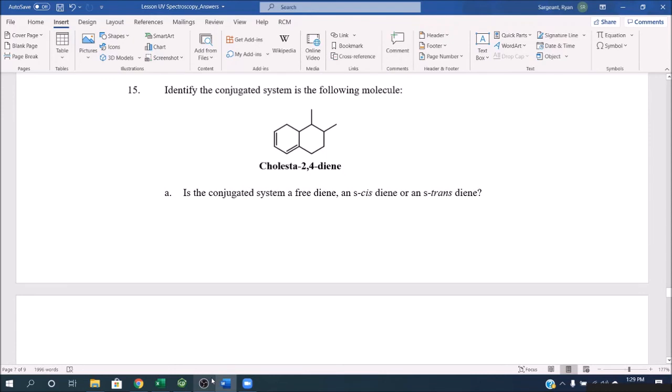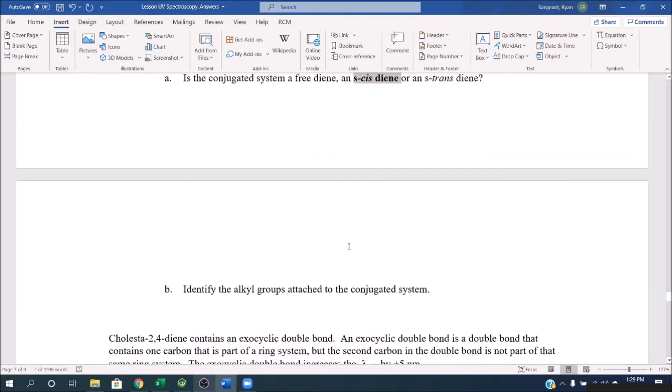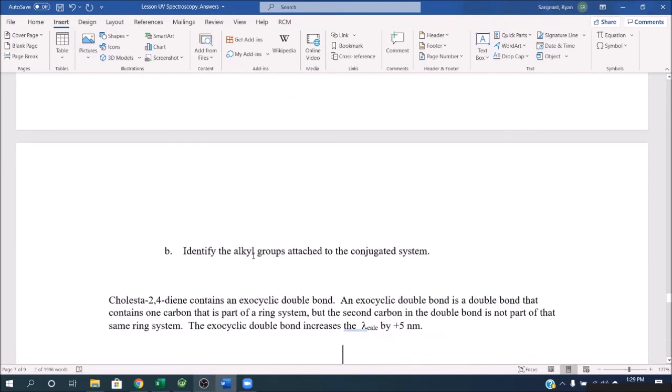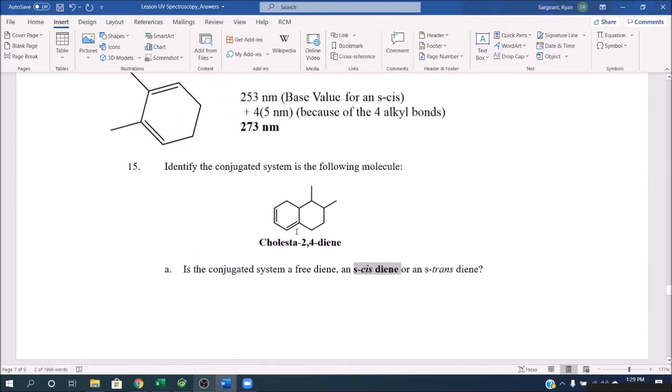All right, let's look at another example. This is cholesta-2,4-diene, or 2,4-cholestadiene. And you might notice some similarities to the word cholesterol, and there are some structural similarities between this and cholesterol. The diene within this system right here is an s-cis diene. It is permanently locked by the ring system so that the pi bonds are always going to be in the s-cis orientation. So this is an s-cis diene, and that would give us a base value of 253, and then it asks us to identify alkyl groups connected to the conjugated system.